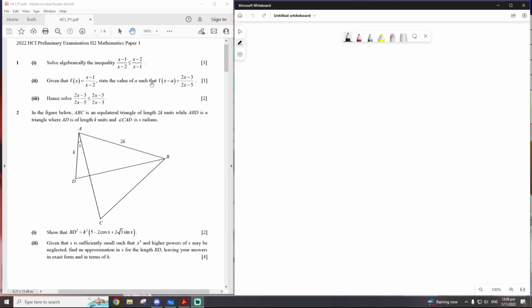For the first question, we have inequalities. It's a very simple question. Solve this inequality algebraically. So 1a, solve (x minus 1) divided by (x minus 2) less than or equals to (x minus 2) over (x minus 1).